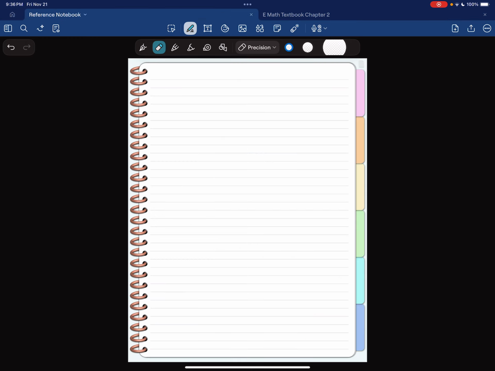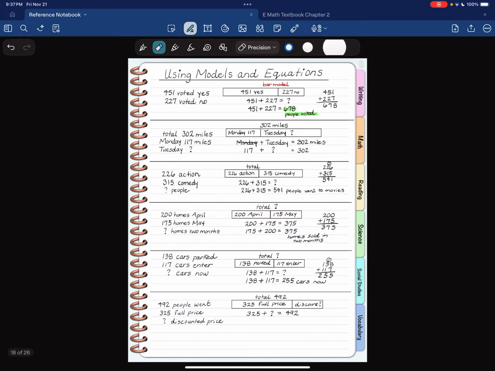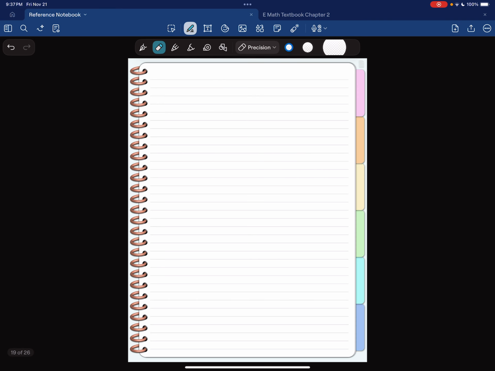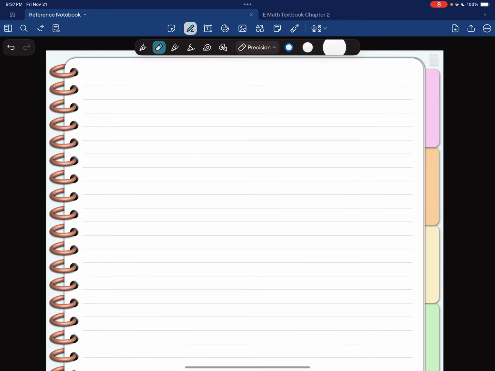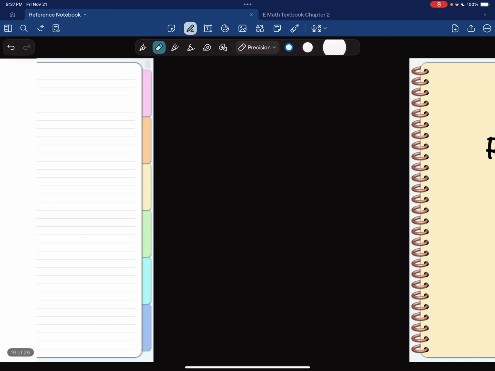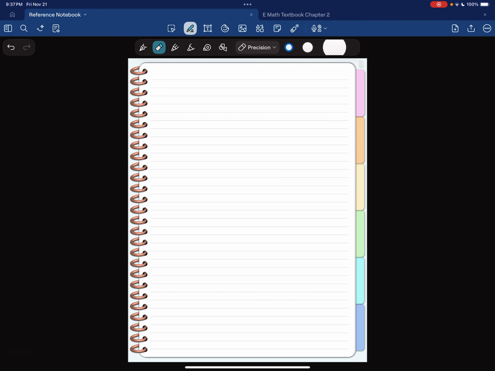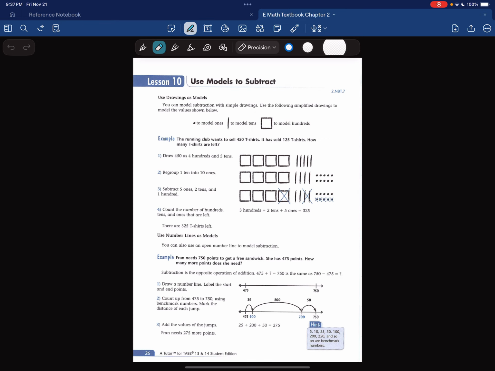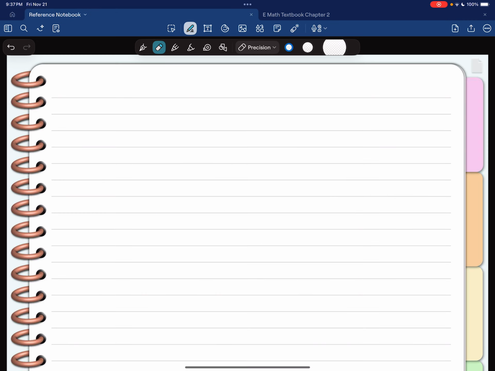So in your reference notebook, the last page we did was using models and equations, where we looked at some of those bar models to understand our word problems. So on the next blank page in the math section, let's just use the same title in the textbook, and it's using models to subtract.